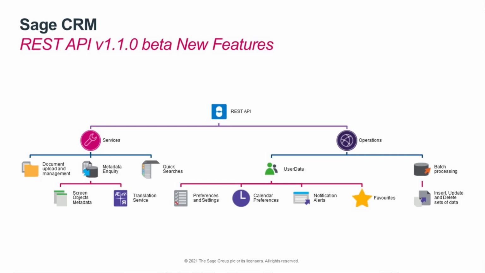And we've added quick find endpoints. This allows you to search for data across entities. We've exposed more user-based information, including preferences and settings, including calendar information. And we've published endpoints that mean that escalation notification messages and user favorite data can be shared from Sage CRM into custom applications. And lastly, we've added the capability to perform batch operations.